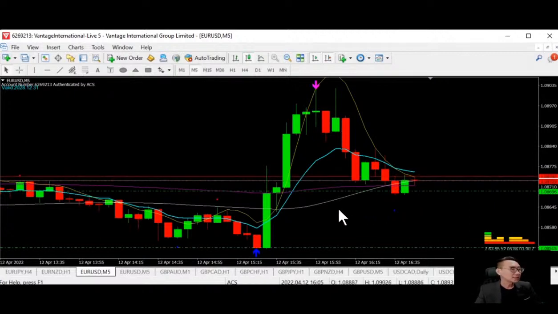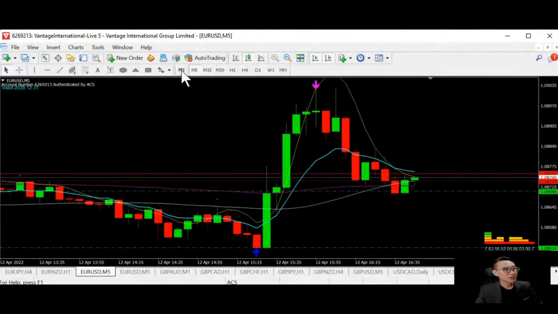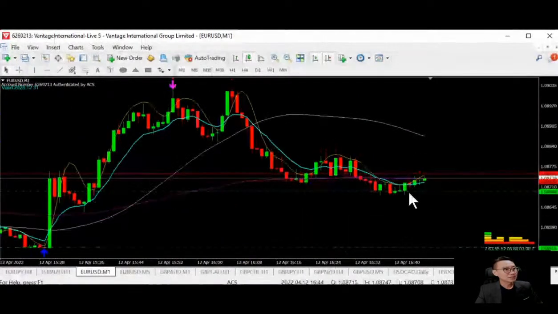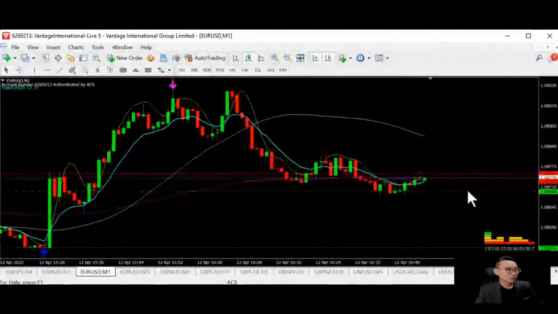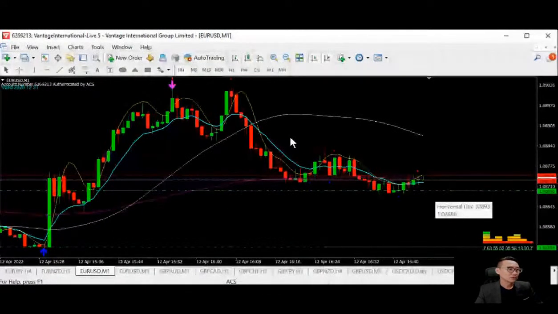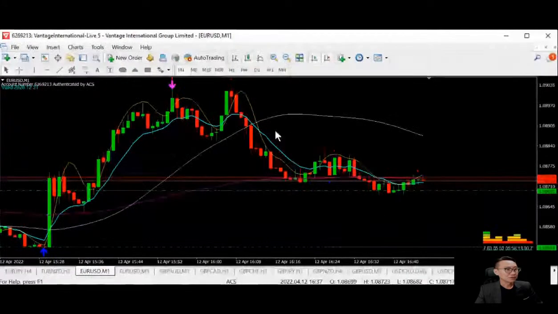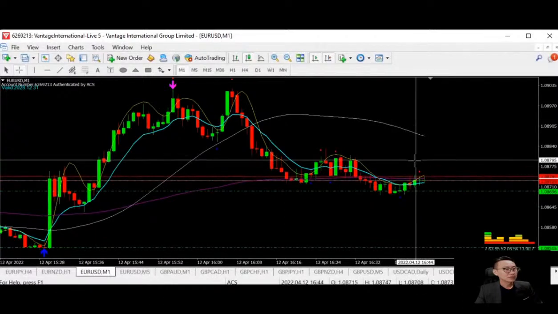So right now, looking at this in M1, can you see it's hovering around this area? Right now the volume is not very big over here. It's struggling around this area, and this area will be the M5 previous lower resistance.